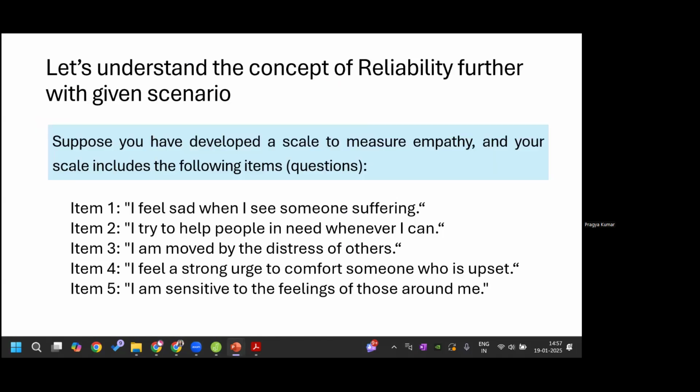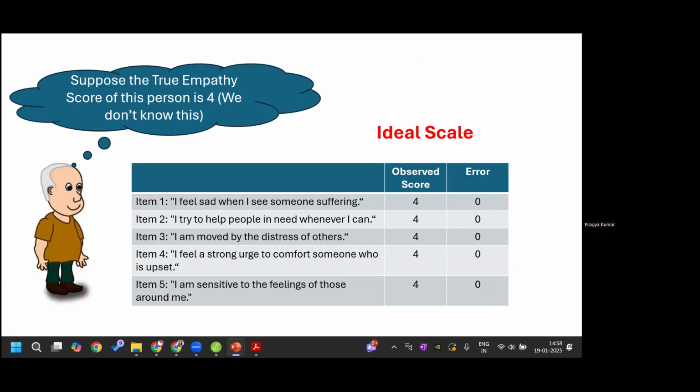So now let's understand this concept of reliability with these 5 items. So these are the items. You can see the first item says I feel sad when I see someone suffering. These are the items from the Toronto empathy scale. Item 2 is I try to help people in need whenever I can. Item 3 is I am moved by the distress of others. Item 4 says I feel a strong urge to comfort someone who is upset. And 5th is I am sensitive to the feelings of those around me. So these are the 5 items.